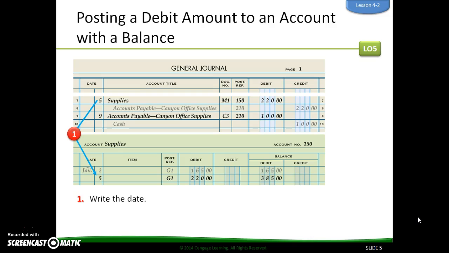So we're writing the date. It is January 5th. We are writing the general journal page number. So this is coming from journal page number 1.